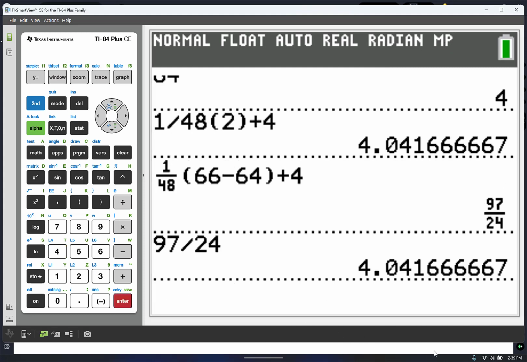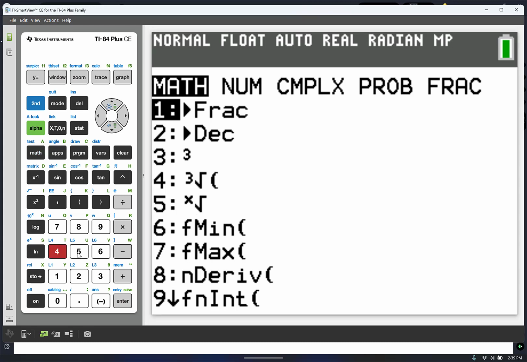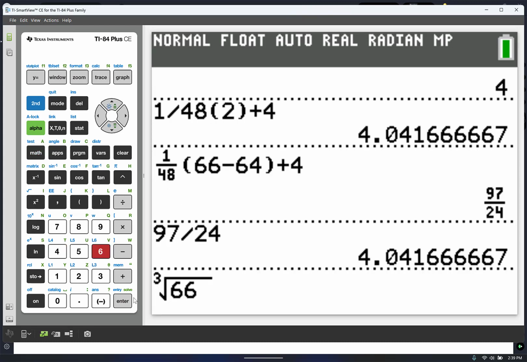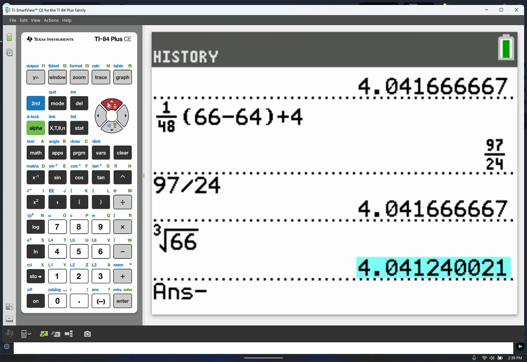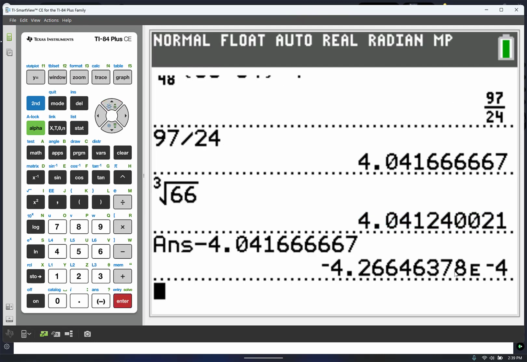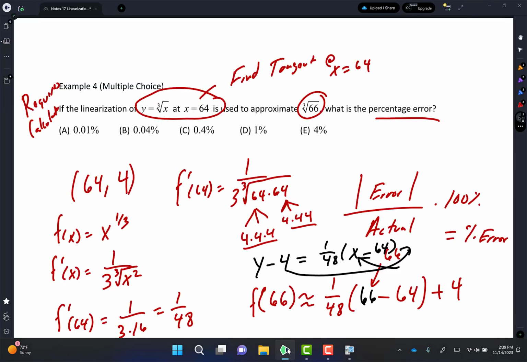Okay. Are we okay? Let's see what the real value is: the cube root of 66. I push enter, and I'm going to find the difference between those two. It's a very small percentage. So here we go. I'm going to go minus. And I like what someone said, you can store it into a register. This is the approximate one, so I'm going to subtract that one. So there it is. That is my error.